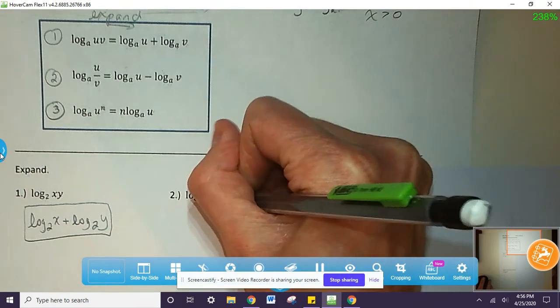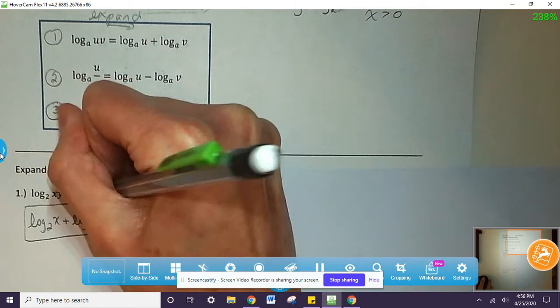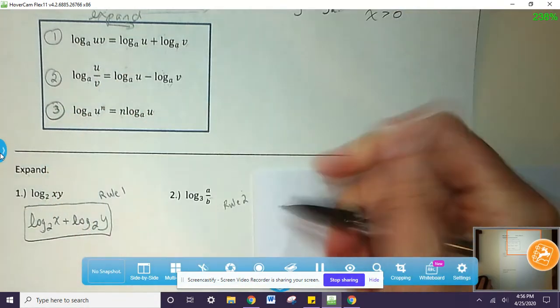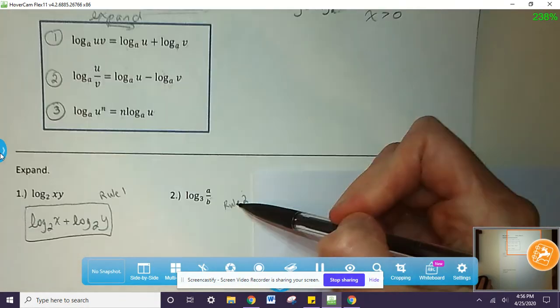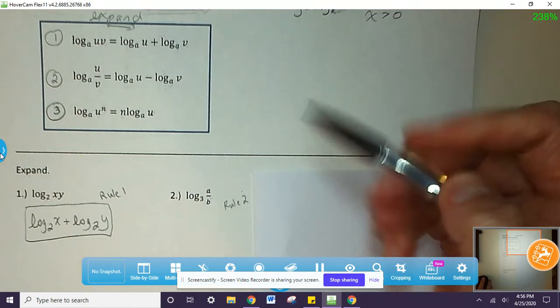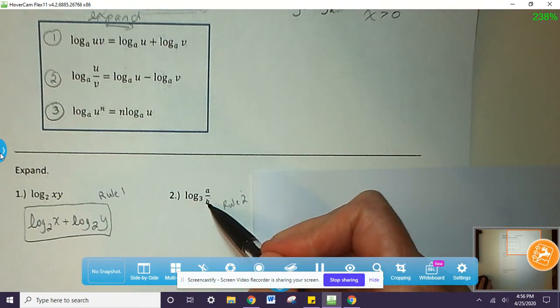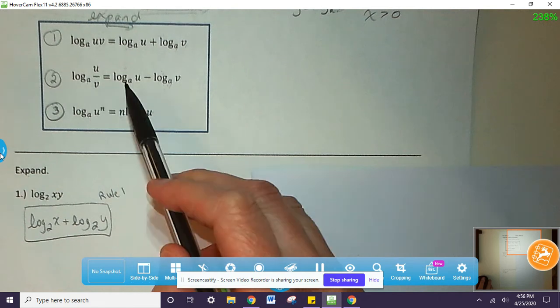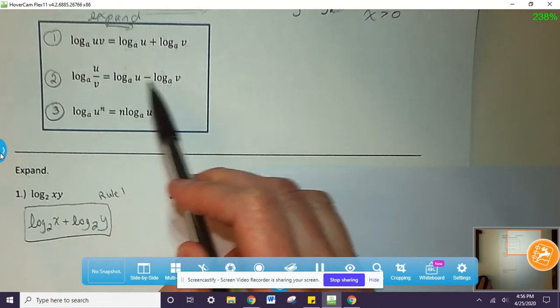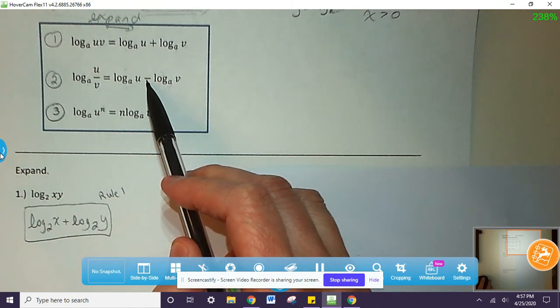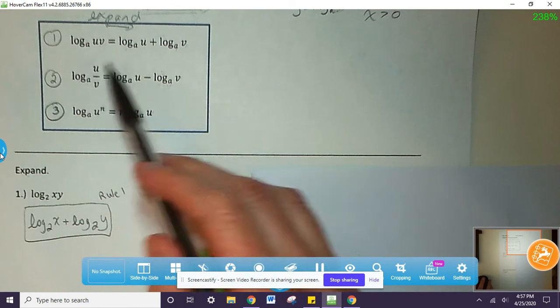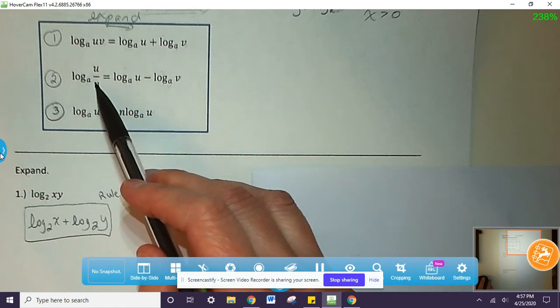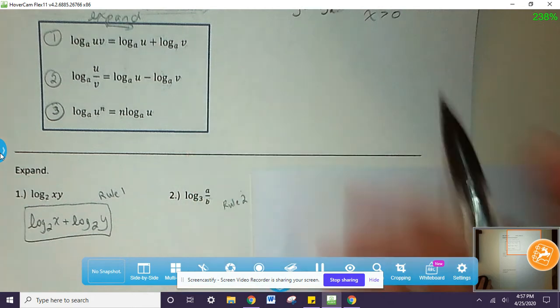Feel free to write down the rule you're using. Some teachers would require that. I don't require it, but if you want to write down that you're using rule 1, rule 2, whatever it is, that's fine. So since we have a quotient in here, we're going to write two different logs keeping the same base. We're going to put a minus in between them. Whatever was in the numerator goes inside the first log. Whatever was in the denominator goes inside the second log.